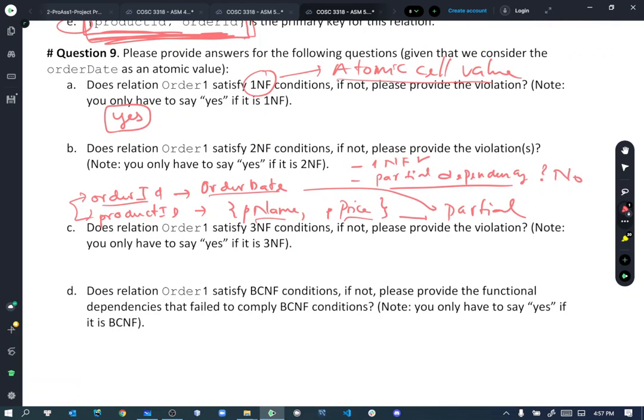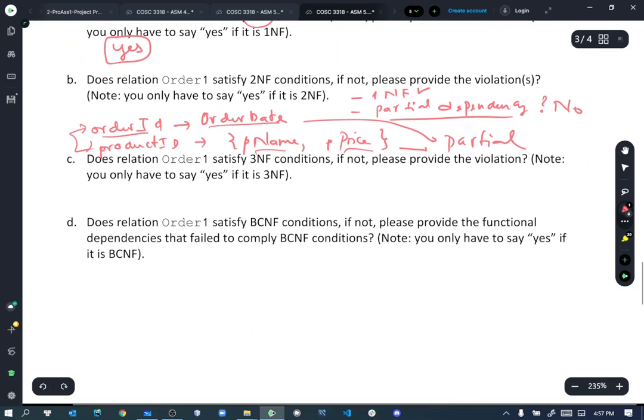So it's not second normal form enough. Now the next one is, is it third normal form? You will just say no. Why? Because in order to be third normal form, it has to be second normal form, and have no transitive dependencies between the non-key attribute and the key attribute.